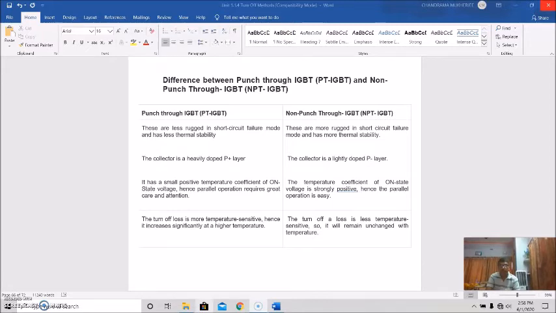In non-punch through, the temperature coefficient of constant voltage is strongly positive, hence parallel operation is easy. And the turn-off loss is more temperature sensitive, hence it increases significantly at a higher temperature, and the turn-off loss is less temperature sensitive in the case of non-punch through IGBT, and it will remain unchanged with temperature.